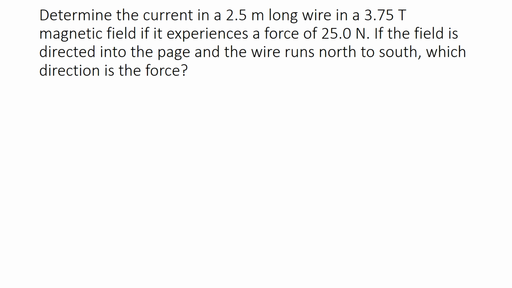Okay. Determine the current in a 2.5 meter long wire in a 3.75 Tesla magnetic field if it experiences a force of 25 newtons. If the field is directed into the page and the wire runs north to south, which direction is the force? We won't spend any time on the direction of the force. I'll just quickly gloss over that, just because you won't have to do that on the final. And we're running out of time, and no one's here, and it'll just be too confusing to teach on a video. Is that okay? Okay.